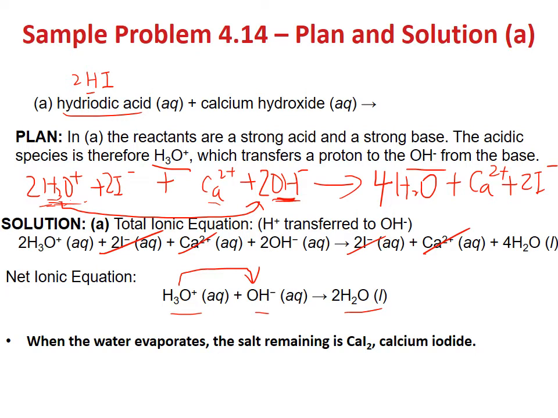So when the water is evaporated, what is left is just the spectator ions. The spectator ions are iodide and calcium. So these 2 left are attracted by electrostatic force and form a solid. That's calcium iodide.